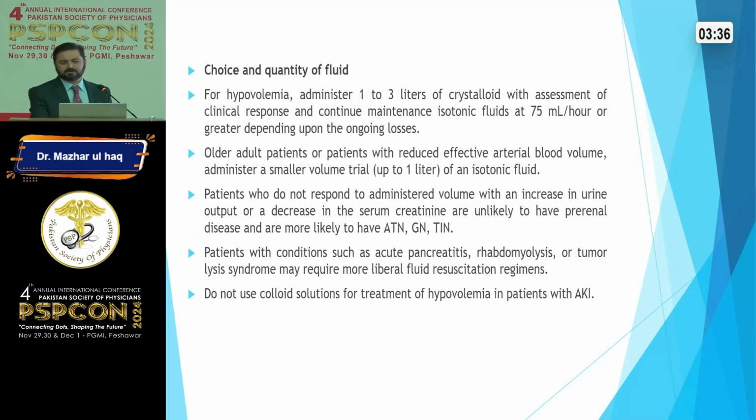So how will you manage hypovolemia? Give 1 to 3 liters of crystalloid with assessment of clinical response. If you see that the output has increased, the creatinine is going down, and the patient is clinically improving, then you will continue with isotonic saline at 75 to 100 ml per hour. Control the hydration.